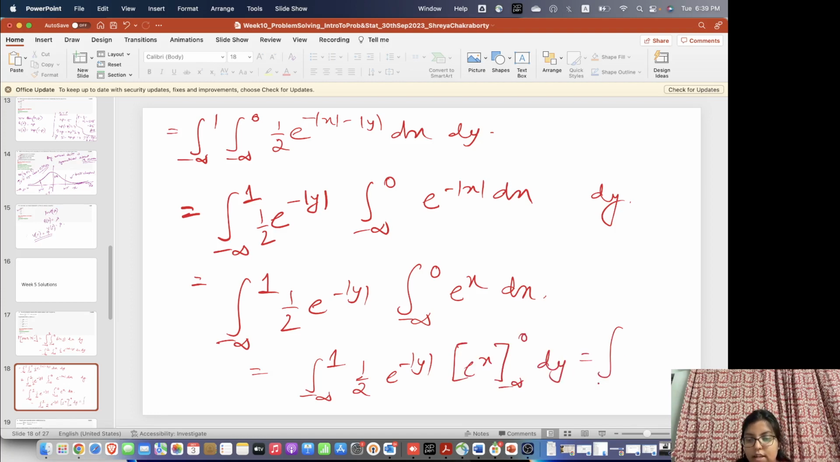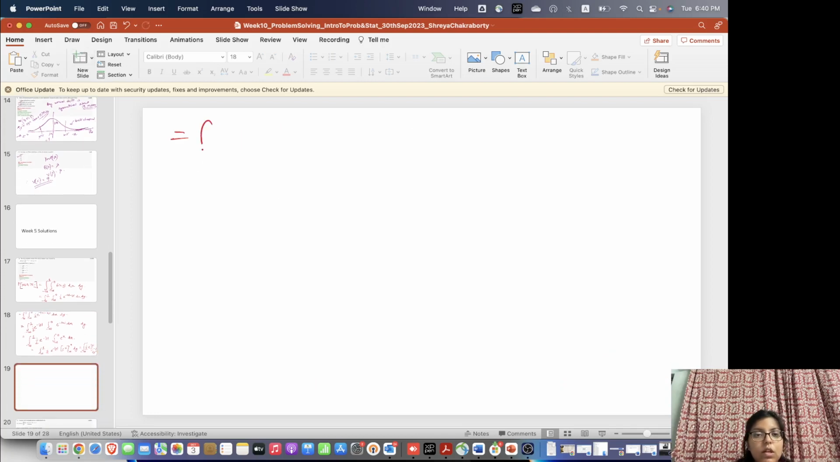So this finally comes to the integral from minus infinity to 1 of half e to the power minus mod y, times e to the power 0, which is 1, minus e to the power minus infinity, which is 0, dy. So we finally land up here: this is equal to the integral from minus infinity to 1 of half e to the power minus mod y dy.